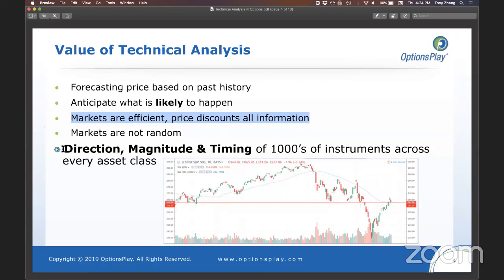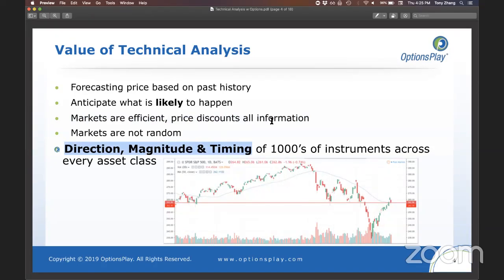And that is direction, magnitude, and timing. So direction simply means whether we think an asset or a stock is going to go higher or lower. Magnitude means how far do we think that stock or ETF is going to go higher or lower by. And timing means how long do we think it will take for that move to materialize.